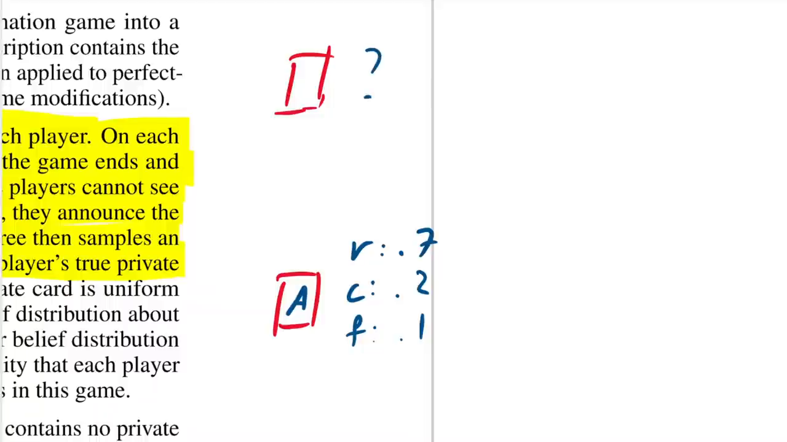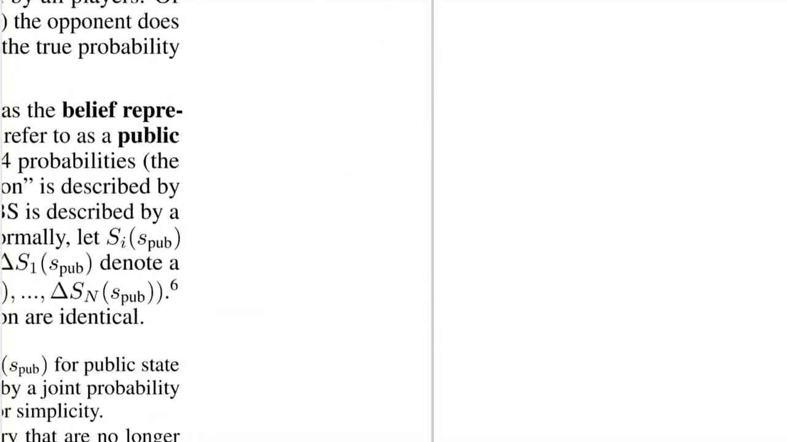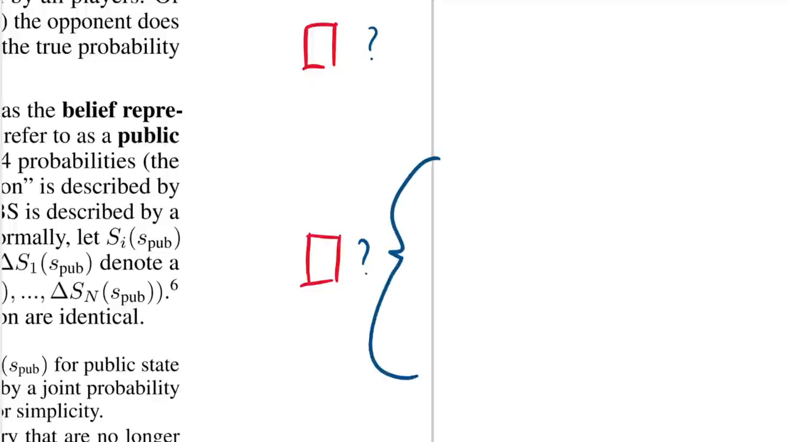Now the game changes. Namely, your opponent gets a card and you get a card, and you don't get to look at even your own card. So now you don't know your opponent's card and you don't know your card. But what you can do is announce to the referee, okay, referee, I am going to do this. If I have an ace, I'm going to raise with 0.7, call with 0.2, and fold with 0.1. If I have a king, I'm going to raise with 0.6, call with 0.3, and fold with 0.1, and so on.